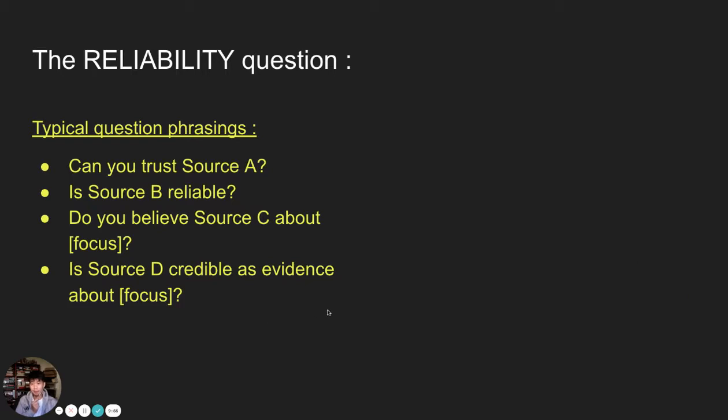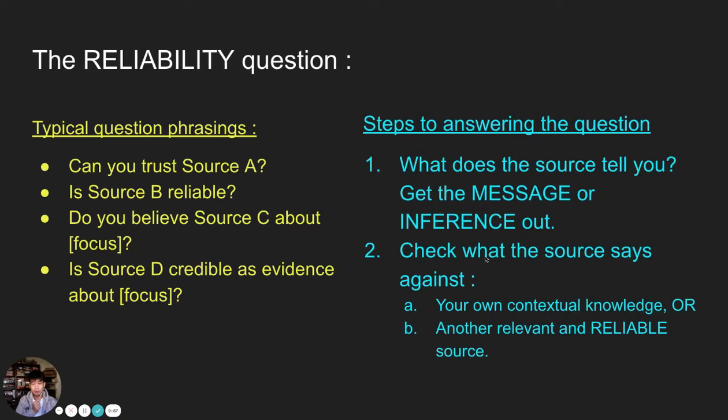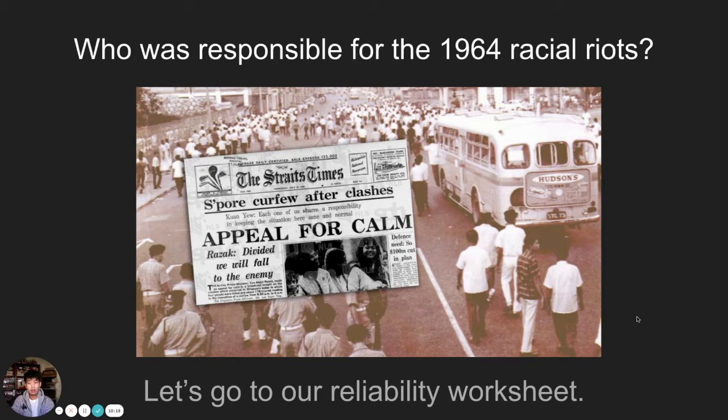And summarize the lesson so far. To answer the reliability question, get the inference or message out, and then check it against your contextual knowledge or another source, and this is what we call the cross-reference. Okay. So now let's look at the practice on the worksheet, which is about the racial riots.